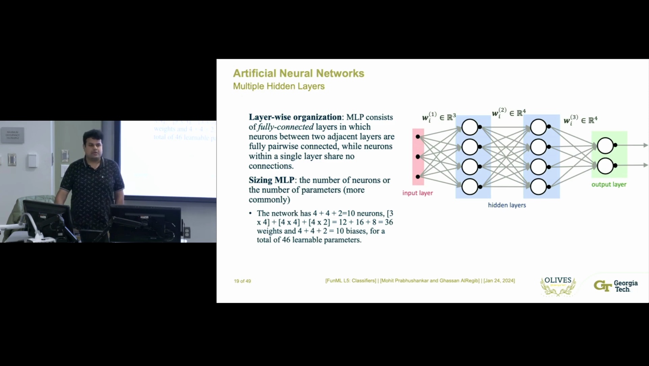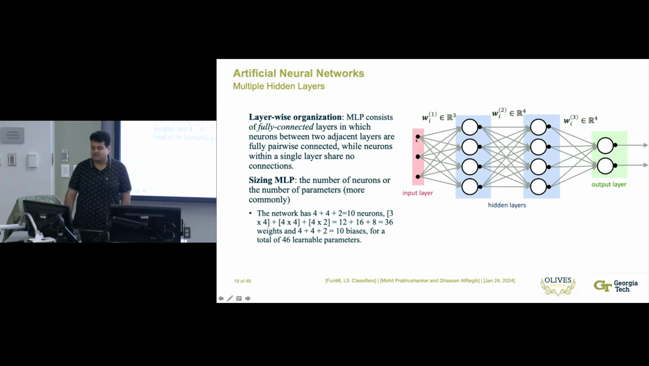All right. So in this particular thing now, we don't have SLPs. We have something called MLPs, which are multi-layer perceptrons. So in this particular case, the network has 10 neurons: 4 in the first layer, 4 in the second layer, and 2 in the output layer.